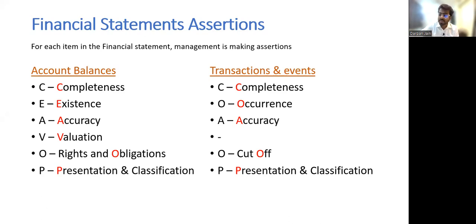All of these claims, all of these assertions the management is making. Assertions are nothing but claims. And as an auditor, you are doing nothing but checking for these assertions, by doing the various procedures that we saw in the previous slide. The objective of the auditor is nothing but to check for one or more of these assertions, the assertions that the management is making in the balance sheet and P&L.